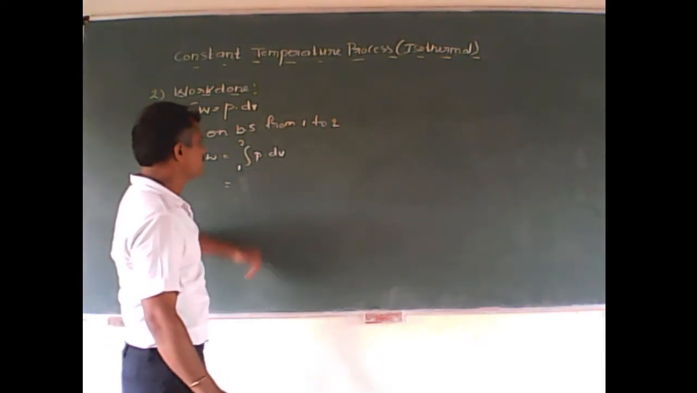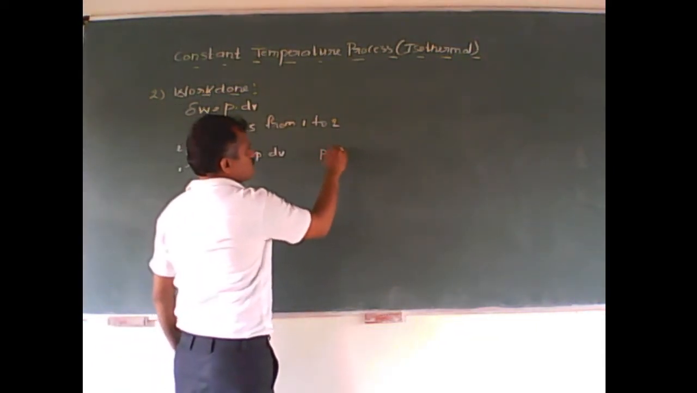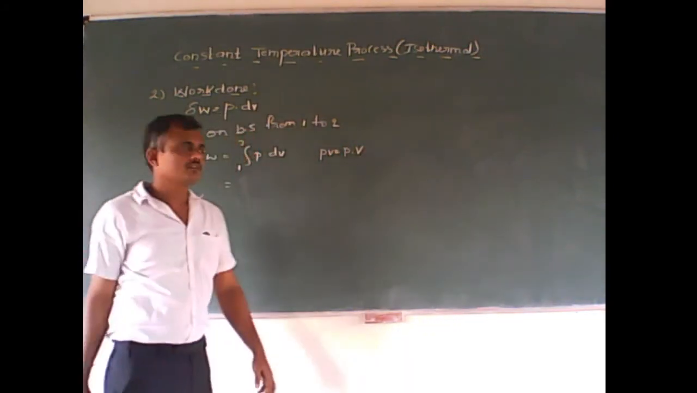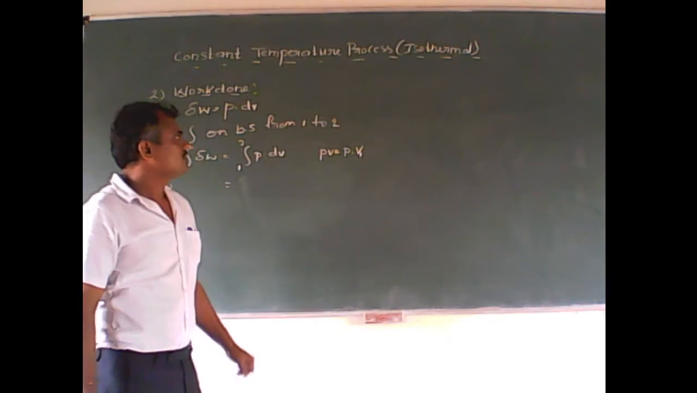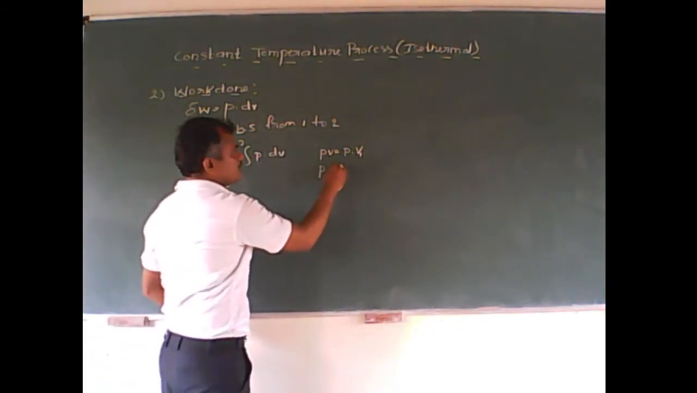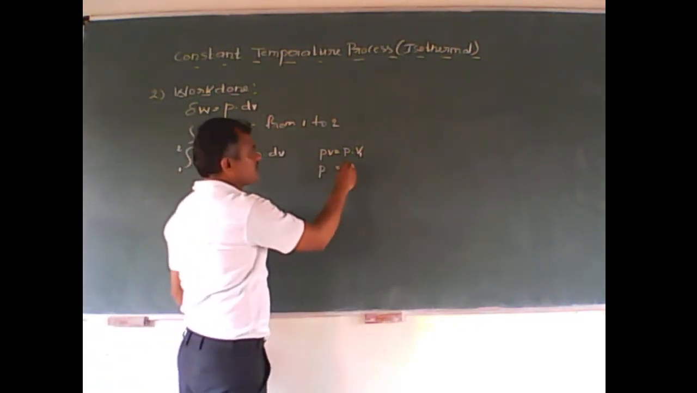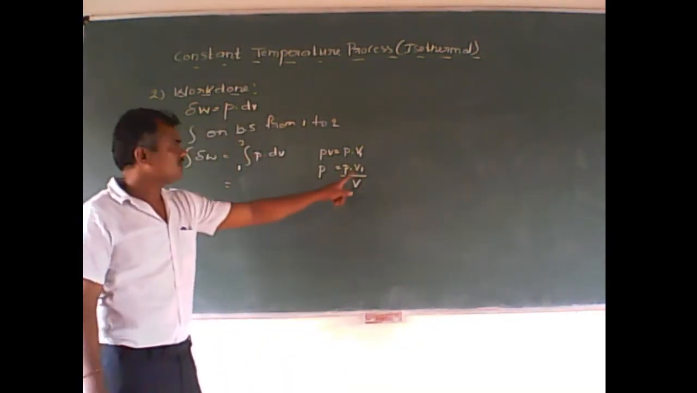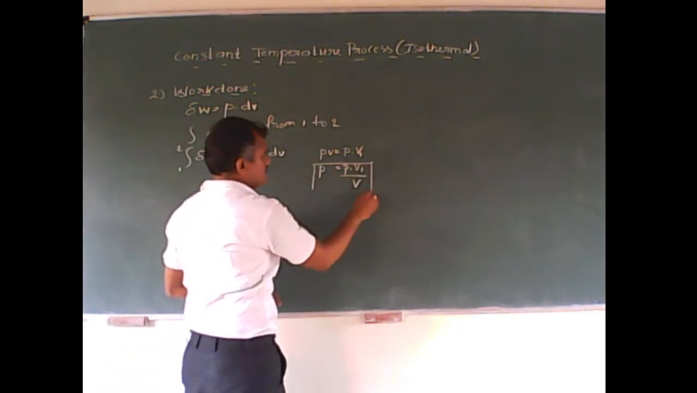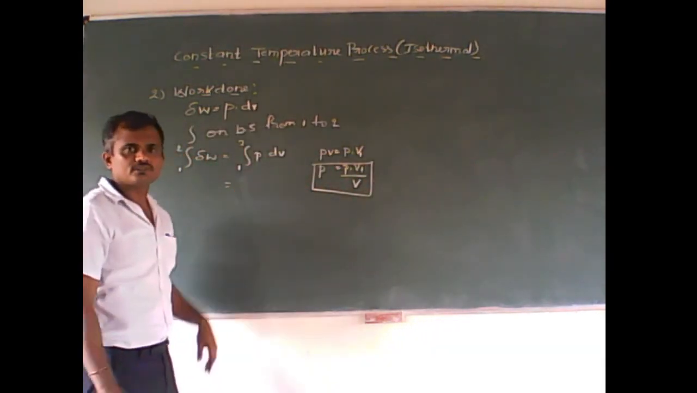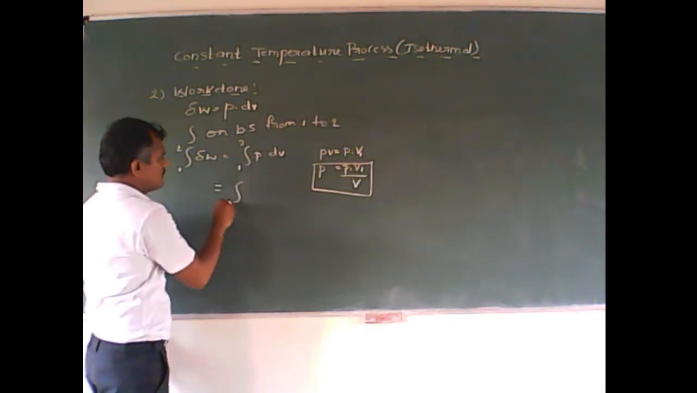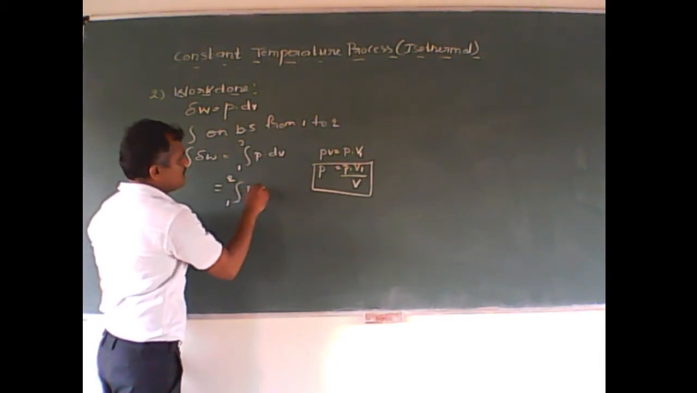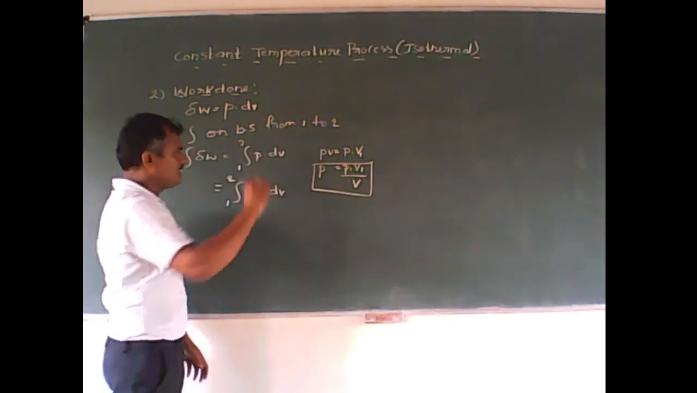Before we take it outside, we know that PV is equal to what? Constant, or we can write PV equals P1 V1. Is that right? So instead of P, I can write P equals P1 V1 by V, since V comes to the denominator side. This value of P I have to substitute in this equation. So when we substitute the value, from 1 to 2, instead of P, I can take P1 V1 by V into dV.